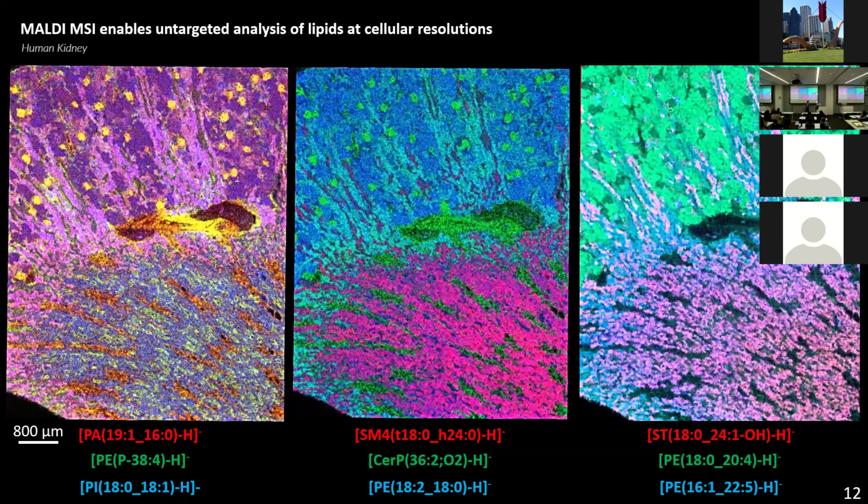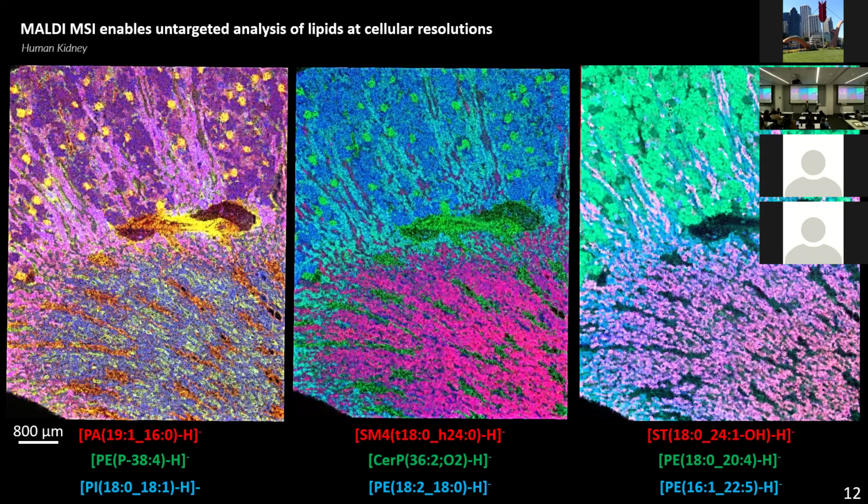And so here's only 3 of the lipids that were featured in the other slide. Pixels in red have a high abundance of PA. Pixels in green have a high abundance of PE. Pixels in blue have a high abundance of PI. So as you can appreciate, there's very few pixels that are actually red, green, or blue, right? Life is a mixture of many of these different molecules.